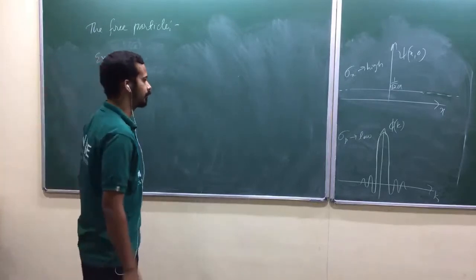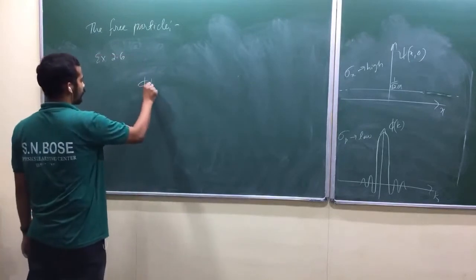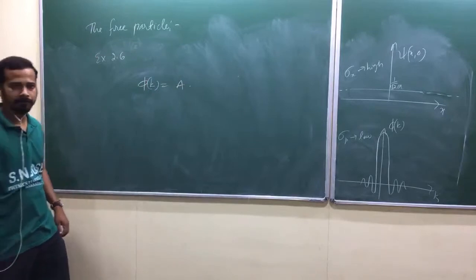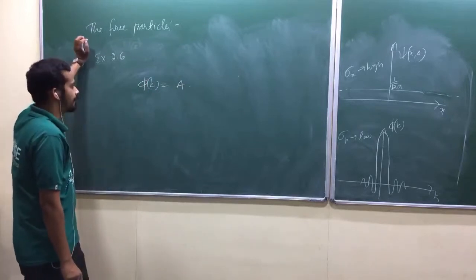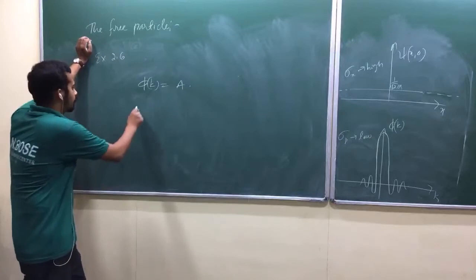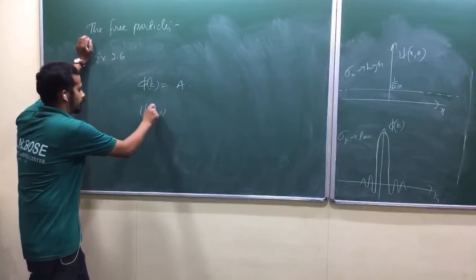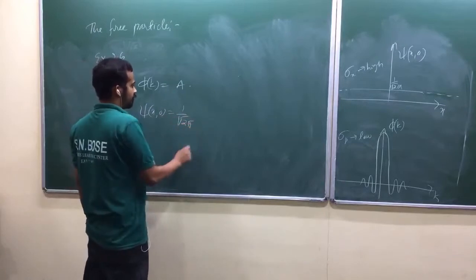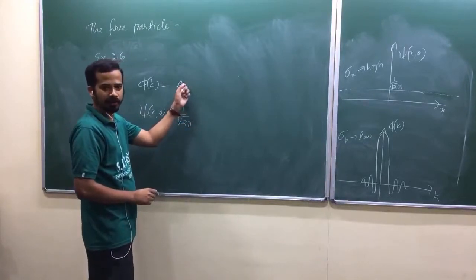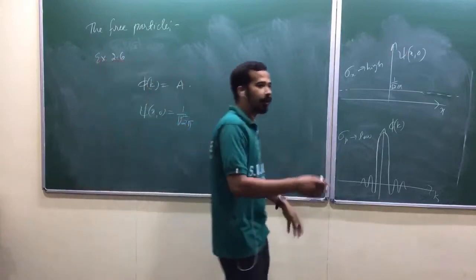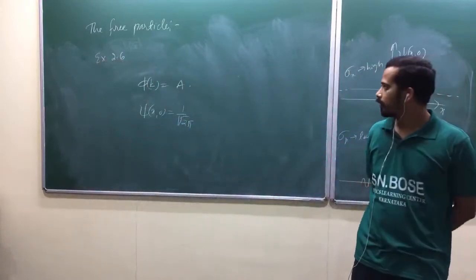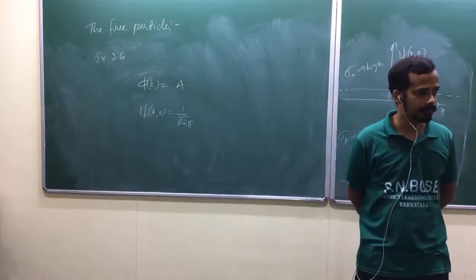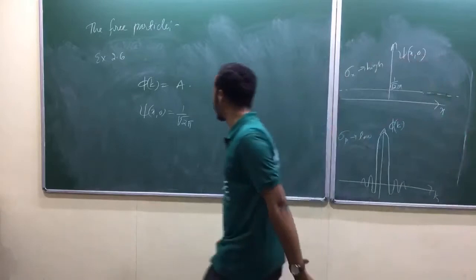Now let me take, suppose phi of k is equal to some constant. Phi of k equal to some constant. Is that okay? Then what will be psi of x? But this is also not normalizable, okay? Once you define mod phi of k squared as probability of finding k, again total probability should be equal to 1. It should also be normalizable, but let me take it like this.